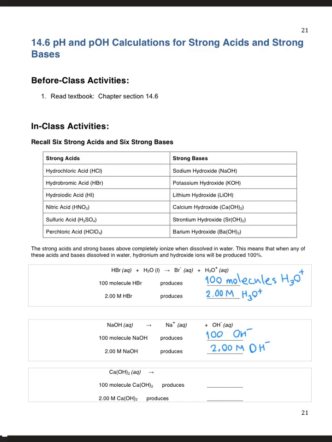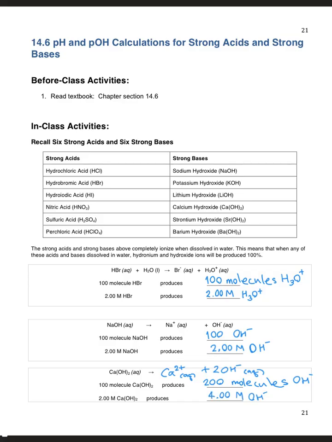Next, I would like you to pause the video for a few minutes here and complete the base ionization of calcium hydroxide and predict how much product will be produced. When calcium hydroxide dissolves in water, it will produce calcium ions and 2 hydroxide ions. Per the equation, you can see that every 1 mole of calcium hydroxide would produce 2 moles of hydroxide ions. So that means if you have 100 molecules of calcium hydroxide, the amount of hydroxide ions produced would be 200 molecules. And if you have 2 molar calcium hydroxide, the amount of hydroxide ion that will be produced would be 4 molar.